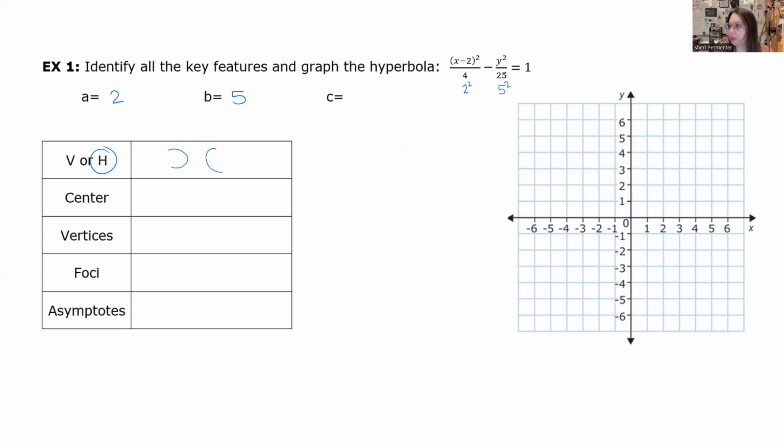To figure out C, we could do that, right? So let's use the formula. It's the same thing as the square root of A squared plus B squared. And we already have them squared, so it's 4 plus 25. So we get the square root of 29.